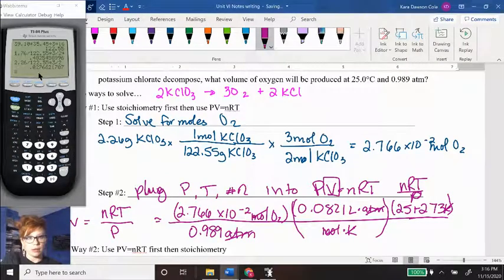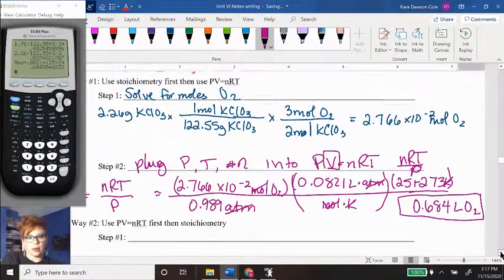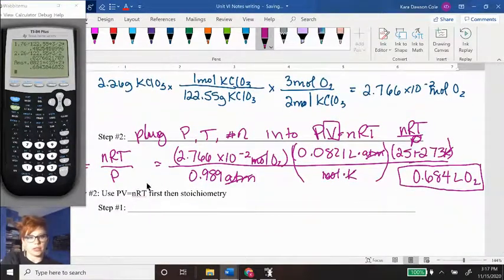So then plugging all this into my calculator, I'm going to take my answer that I got here, and multiply by 0.0821 times, I can close this parentheses out, plus 25 plus 273, close parentheses, and then divided by 0.989. And that gives me 0.684 liters of oxygen.